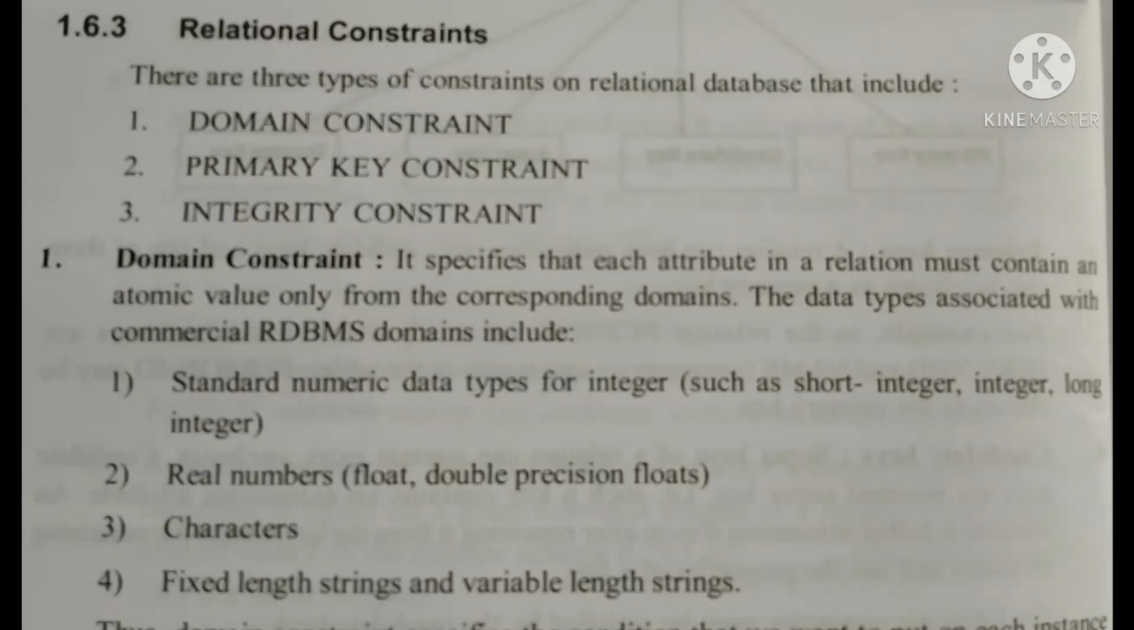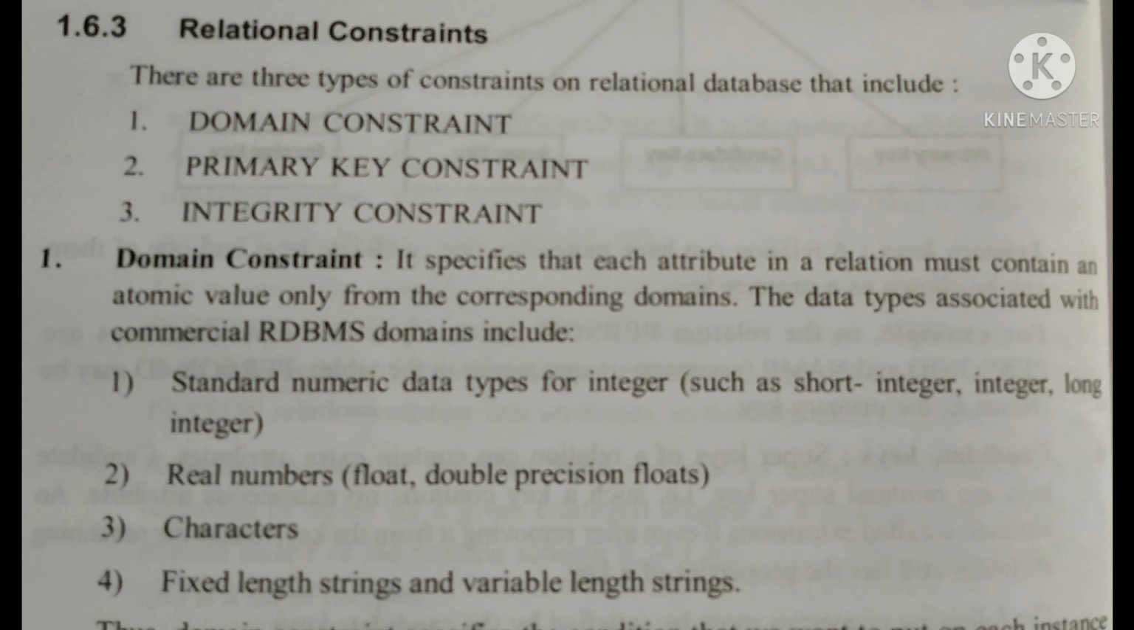Good morning. Today we will discuss another topic, the relational constraints. In relational constraints, there are three types of constraints on a relational database. The first one is the domain constraint. The second one is the primary key constraint. The third one is the integrity constraint.